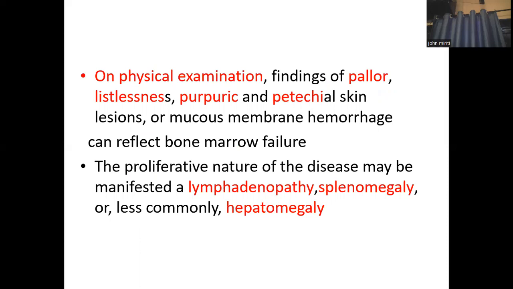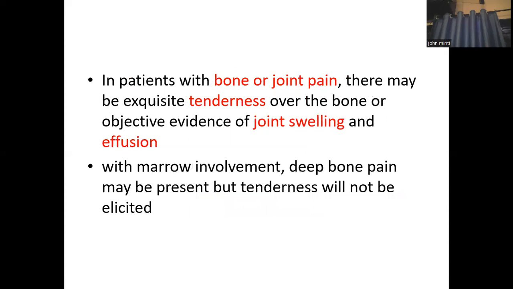So the spleen enlarges faster than the liver, and the lymphadenopathy comes earlier in this type of patient. So in patients with bone marrow or joint pain, there may be excessive tenderness over the bone or objective involvement of joint swelling and effusion. So with bone marrow involvement, deep bone pain may present, but tenderness will not be elicited.